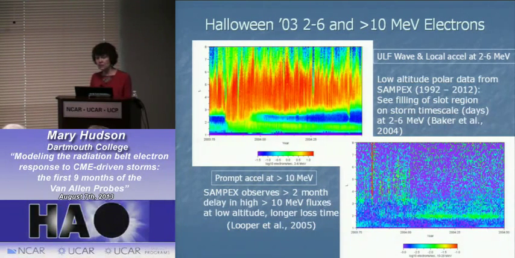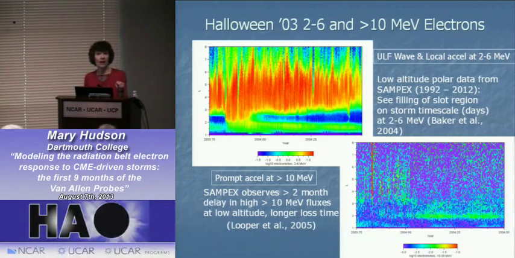The Halloween storm in 2003 got a lot of attention. And what you see, this is SAMPEX data again, depends on the energies that you're looking at. This is the 2 to 6 MeV channel that we've been looking at, and this is greater than 10 MeV. And if you looked at these two, you would say, oh, wow, it took longer for something to happen at 10 MeV than it did for it to happen back around Halloween at 2 to 6. This is the actual Halloween storm right here.